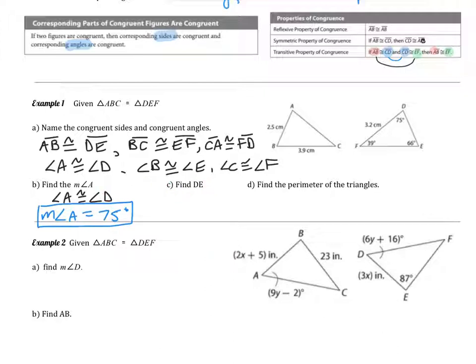Let's try the same with DE. So I'm going to start with a congruent statement. I know that line segment DE is congruent to line segment AB. Well, I can see here that AB is 2.5, so now I can substitute that and say, oh, DE is also equal to 2.5 centimeters.